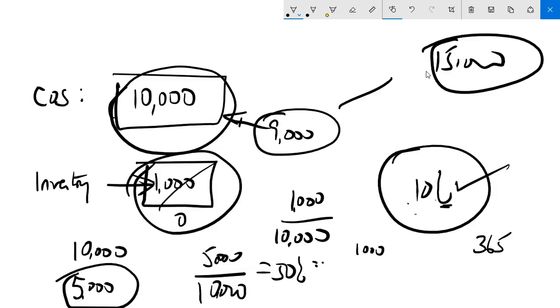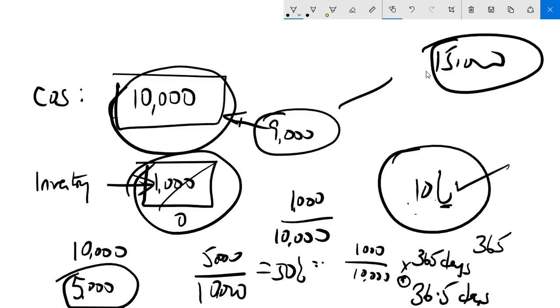So for example, we have 1,000 and we have 10,000. As opposed to saying 10%, we multiply this by 365 days, and then we can speak of this in days. So we can say 1,000 divided by 10,000 times 365. So we will say that on average, you're holding inventory for 36.5 days in the year. So it stays in your warehouse for 36.5 days and then you get rid of it. So this is how we speak of this.